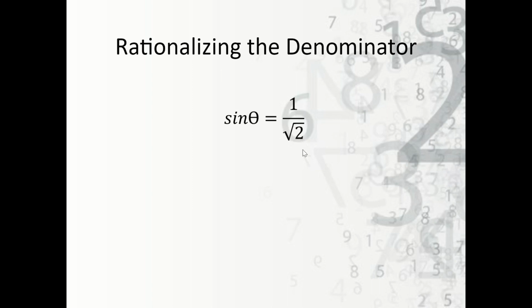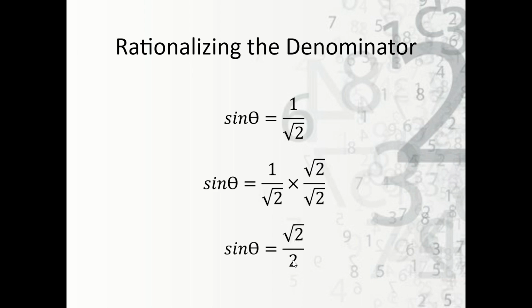So on the last slide we saw that sine of theta was 1 over square root of 2. So we need to change that. In order to change it, we're going to multiply both top and bottom by the denominator. Because if we square a square root, then we get an integer out of it. So we have square root of 2 times square root of 2, which is just 2. And 1 times square root of 2 is square root of 2. So we get square root of 2 over 2. It's okay for us to have a radical in the numerator, but not the denominator. So this is the sine of theta.